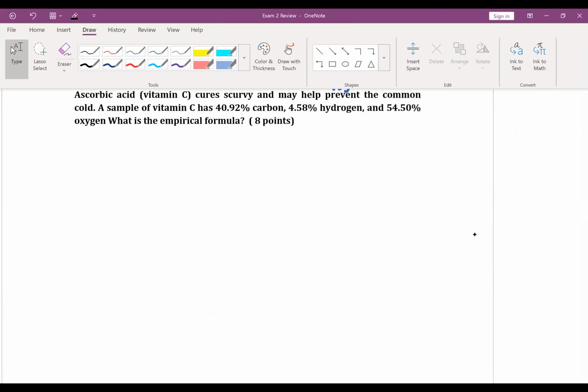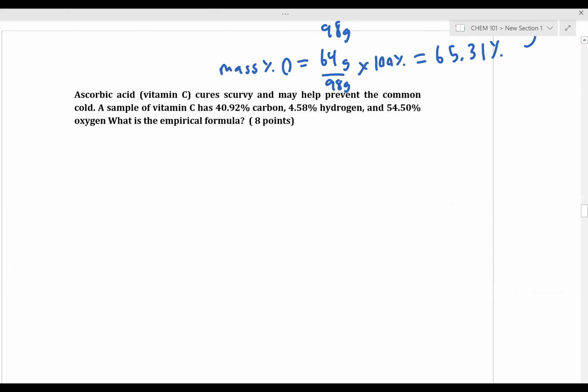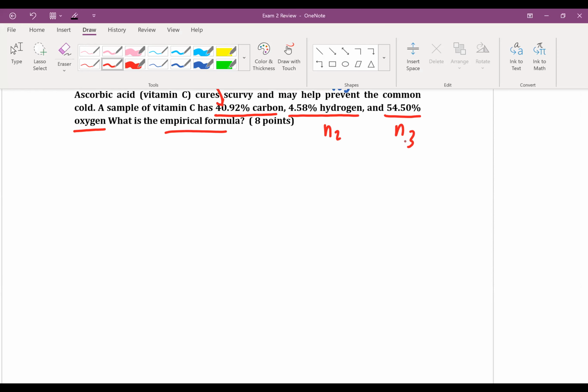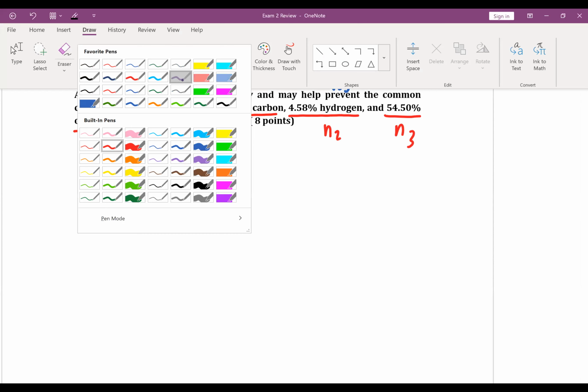Ascorbic acid, or vitamin C, is 40.92% carbon, 4.58% hydrogen, and 54.50% oxygen. So we're asked to calculate the empirical formula. I'm going to put some labels here. Carbon is N1, hydrogen is N2, oxygen is N3. It's perfectly arbitrary, but that's what I'm going to choose, and that's what we're going to stick with for this problem. If you chose different N1, N2, and N3, that's more than okay. It really does not matter in the slightest.